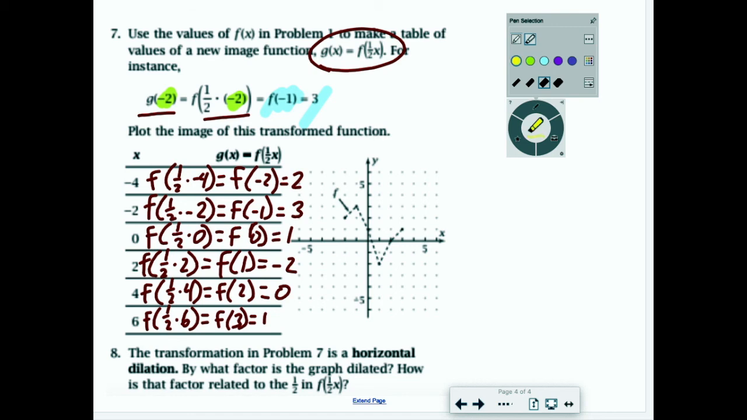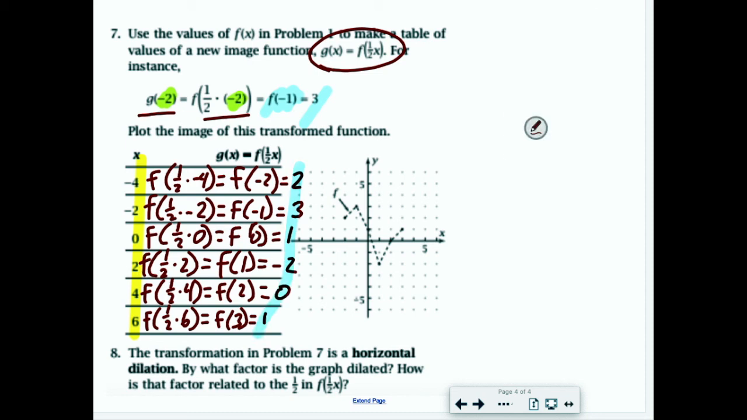Same as the rest of them. These are our x values. These are our new y values. So we're going to use them, and we're going to plot it out in red. My first one is going to be (-4, -2). My second is going to be (-2, 3). Let's do it.